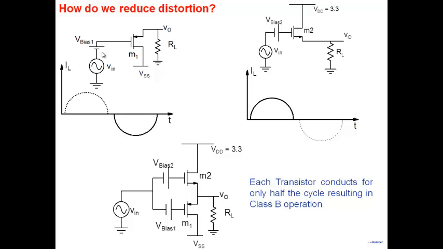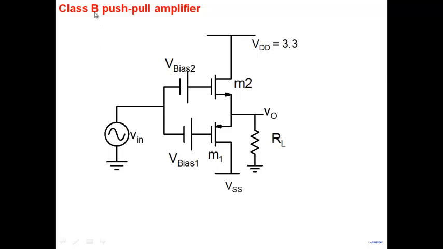Now an amplifier in which the transistor conducts for only half the cycle is what we call a class B operation. For 180 degrees, only the positive cycle or the negative cycle. So it conducts for 180 degrees rather than the full 360 degrees. And we call such an operation class B operation here. So we end up with an amplifier which we call a class B push-pull amplifier.